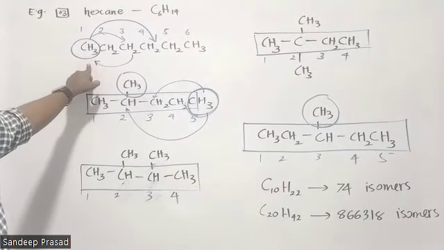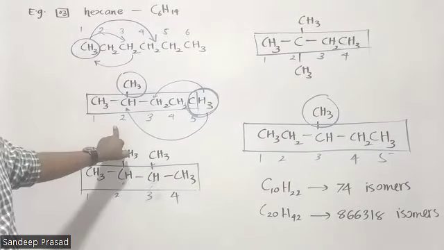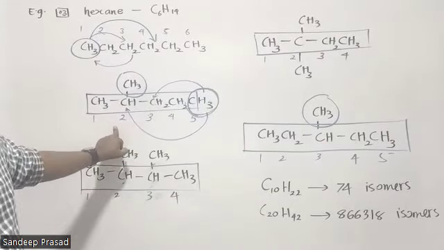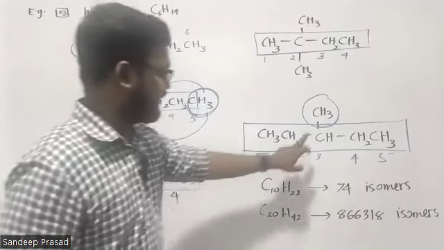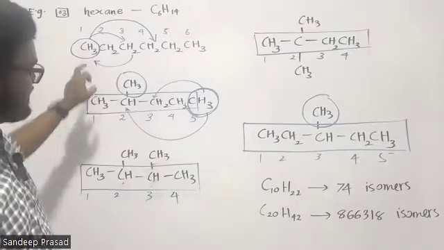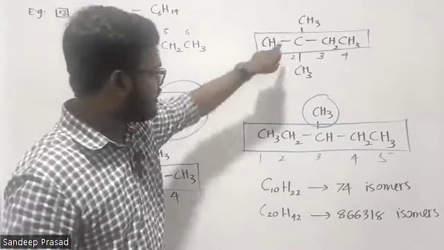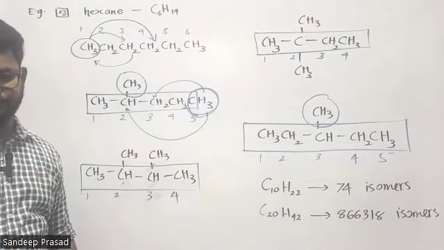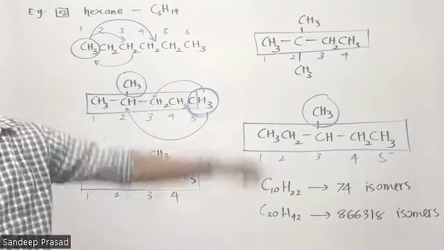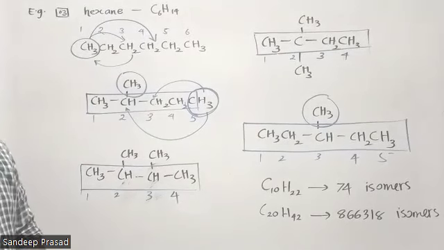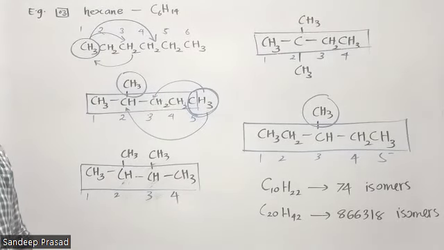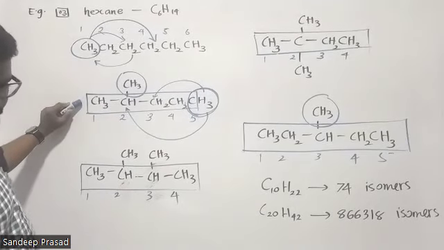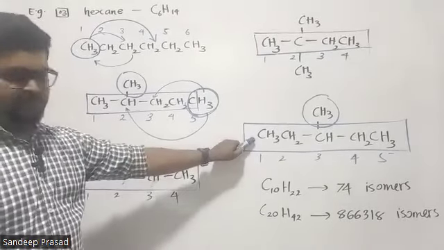And this is considered as isohexane. And this is considered as neohexane. Normal hexane, isohexane, neohexane. For these structures, we are giving these names. I'll teach you what the IUPAC names are under the IUPAC nomenclature. Normal hexane, isohexane, neohexane.